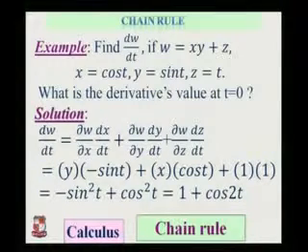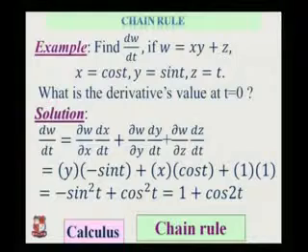Next example for 3 variables. Find dw by dt if w is equal to xy plus z, x is equal to cos t, y is equal to sin t, and z is equal to t. What is the value of the derivative at t equal to 0?